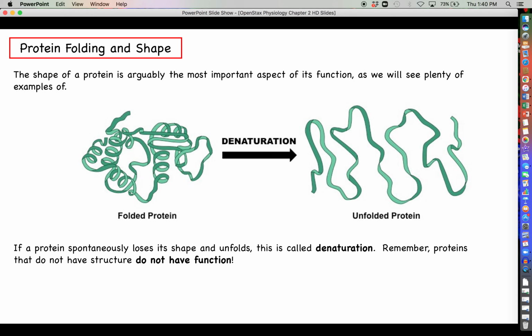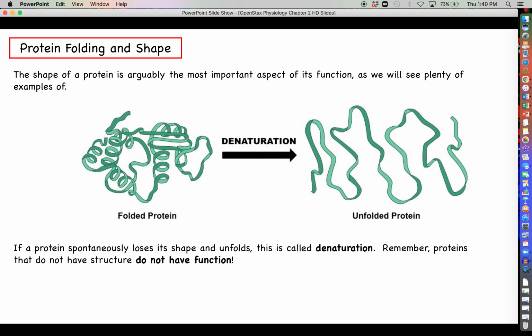Okay, so let's talk a little bit more about protein folding and protein shape. So we just got done saying that the shape, the 3-dimensional shape of a protein, that is by far the most important aspect of its function. So as long as you can get a protein to fold into the right shape, it should, in all likelihood, function the right way. We're going to see plenty of examples of that as well. But what happens if you have a fully folded protein that suddenly becomes unfolded? The unfolding of a protein is a process called denaturation.